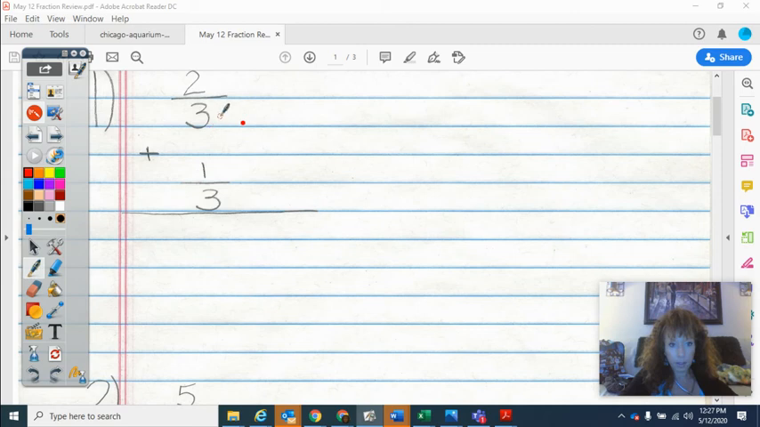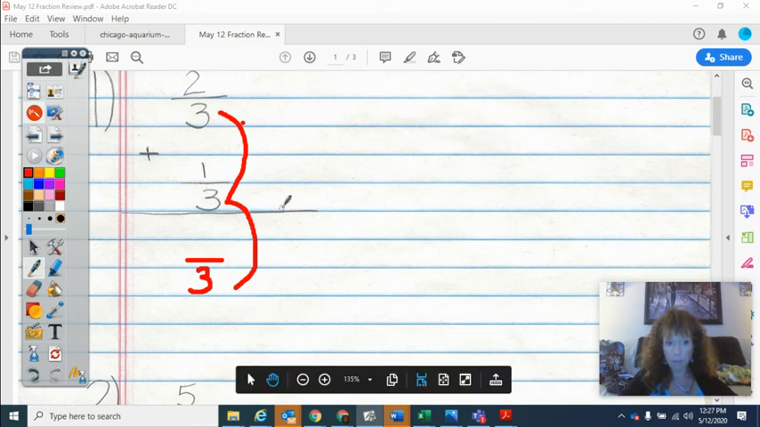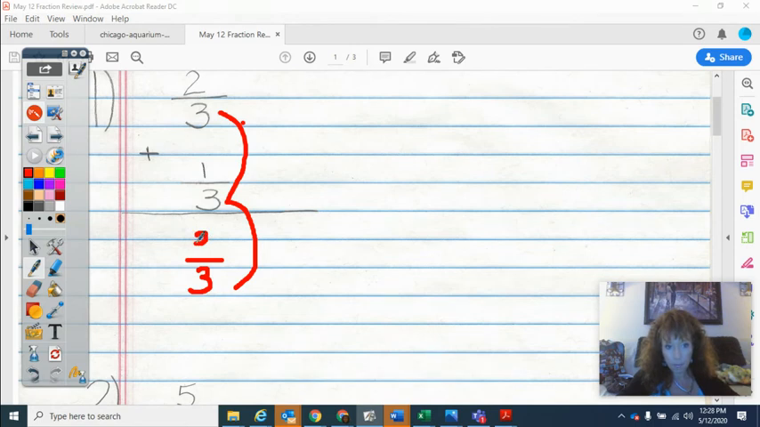When I'm adding fractions, I've got same denominators, and I'm going to keep the same denominator. So my denominator is 3. And then I just add my numerators. I never, ever add or subtract the denominator. It must be the same before we perform the operation, and we keep it the same. So now I'm going to add 2 plus 1, which is 3. So 2/3 plus 1/3 equals 3/3.